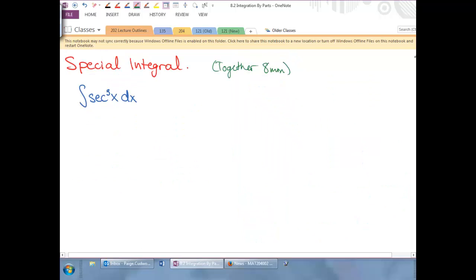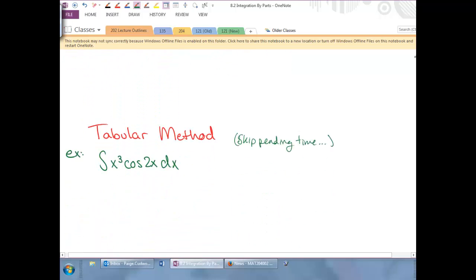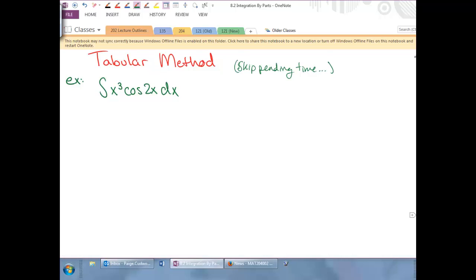So as I mentioned in the post, I'm going to skip over the secant cubed. We'll do that one in class, and this next one as well. And I'll finish up the video with talking about the tabular method. So the tabular method is something you can use when you know that you're going to have to do integration by parts multiple times. So that one we just looked at, we had an x squared times either a sine or a cosine. And so we had to do integration by parts twice, first to get rid of the squared and then second to get rid of the x.